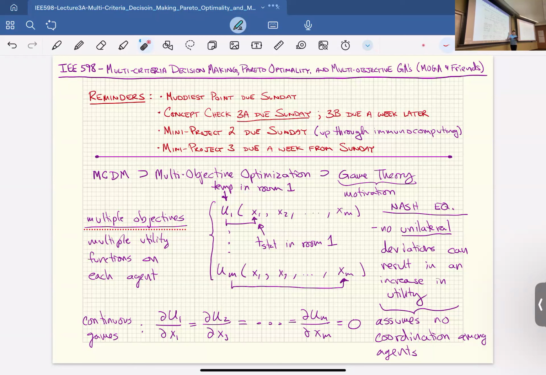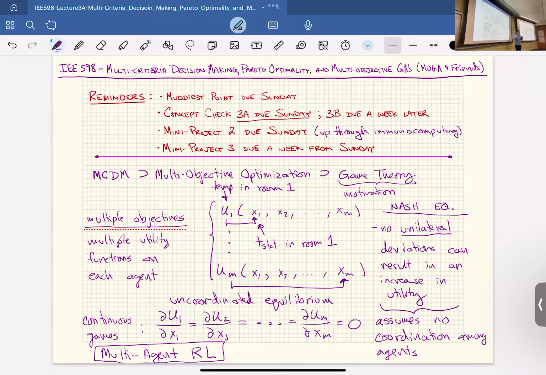That is what you get when you've just got these uncoordinated agents, an equilibrium. So this has applications in, say, multi-agent reinforcement learning, which we'll talk a bit about in a few weeks.